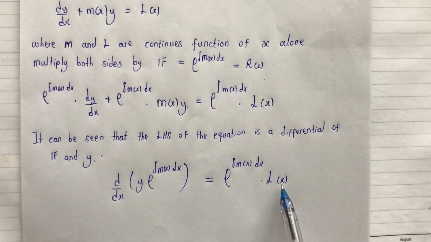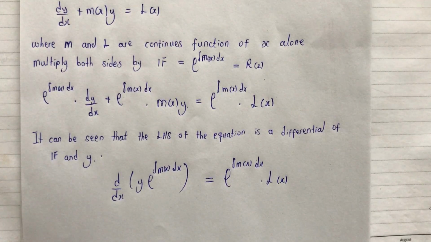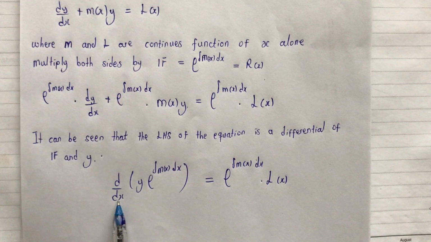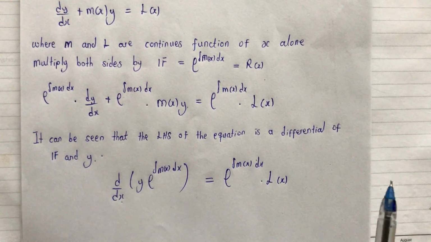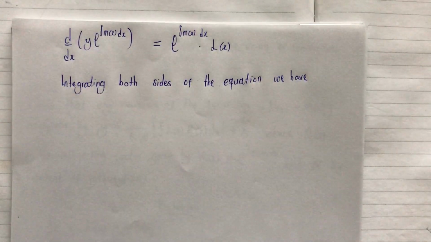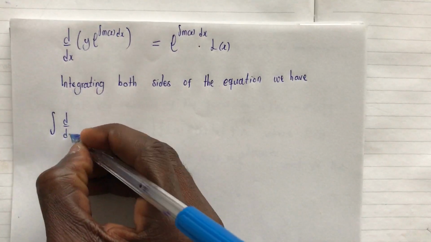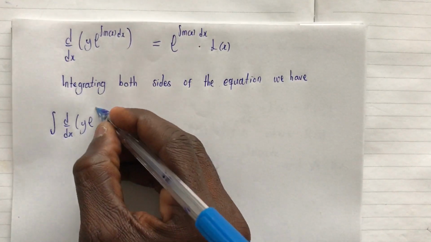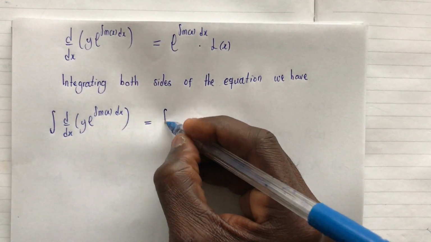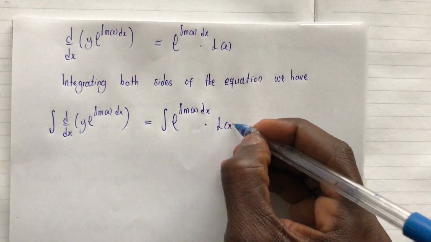Remember that L of x here is the function in terms of the variable x on the right side. Now we can integrate both sides of this equation to get rid of this derivative and see what will happen. Now this is our equation. When we integrate both sides of the equation, what result are we getting? So we are taking the integral of the derivative of y and the integrating factor e to the integral of m of x dx, which should be equal to the integral of e to the integral of m of x dx times L of x.